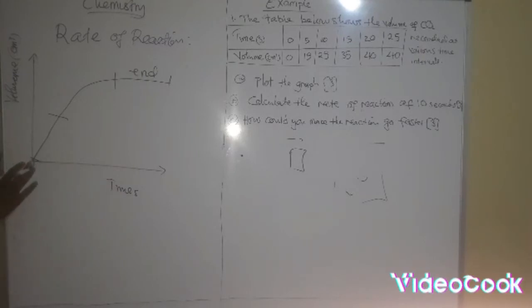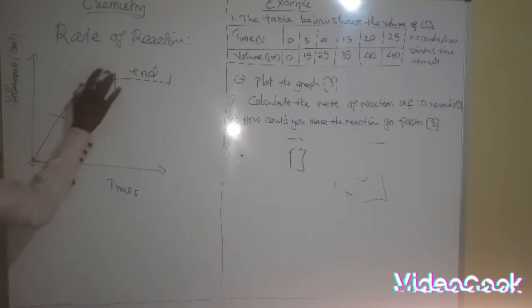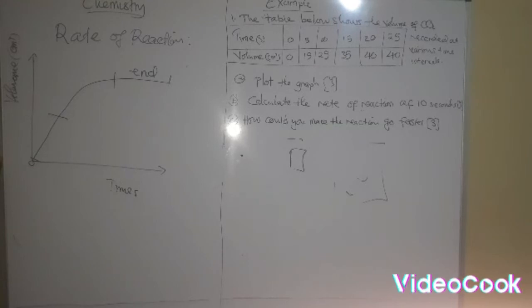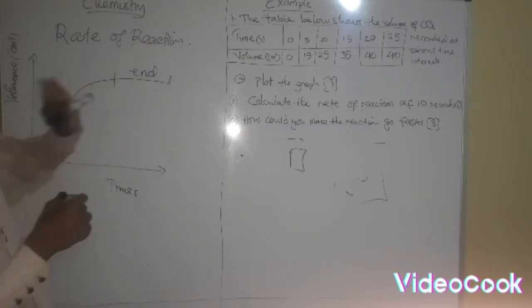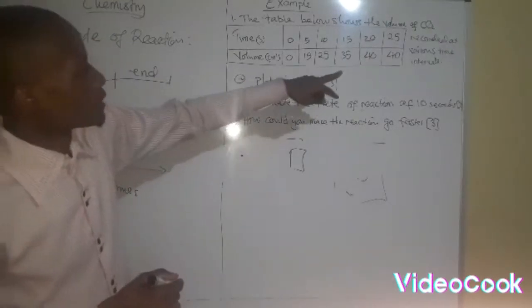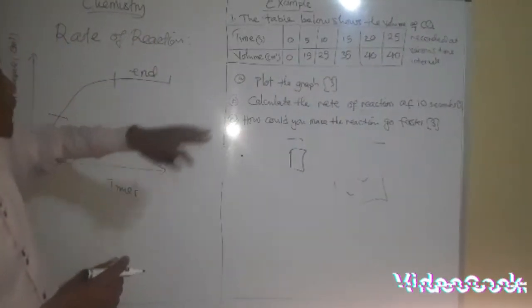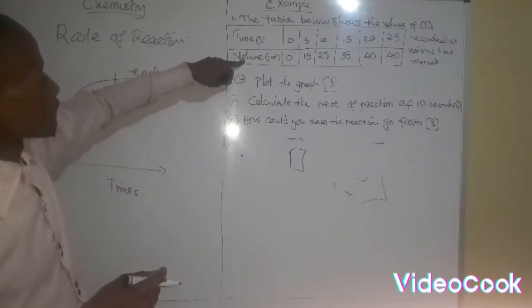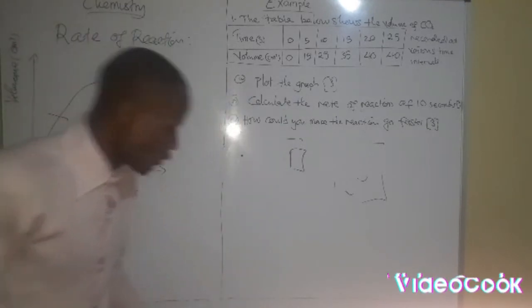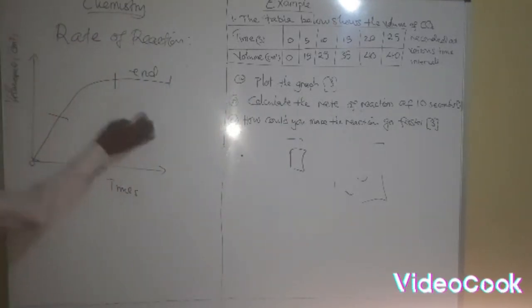Here, the rate of reaction started with speed, and it decreases as time goes by until it stops. So when the curve flattens, it means the reaction has stopped. You get that? So questions on the rate of reaction can be brought like that, as we can see on the diagram. The table below shows the volume of carbon dioxide recorded at various time intervals. So this is time here, and this is the volume of carbon dioxide being produced. The first question is: plot the graph. How are we going to plot the graph of that table?